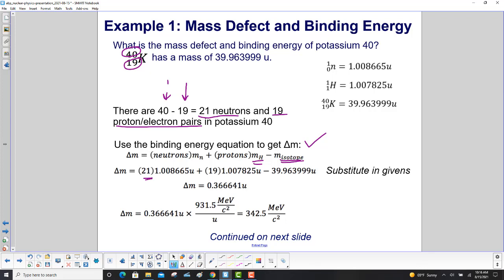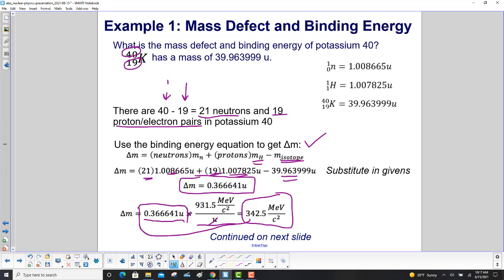So here's our number of neutrons, mass of the neutron, number of protons, mass of the proton-electron pair, or the hydrogen atom, minus the mass of the isotope, potassium-40. So here's our mass defect right here in atomic mass units. To find it in MeV, we use a conversion factor. So here's our atomic mass units. There's 931.5 MeV per c squared per atomic mass unit. So these cancel, and here is our mass defect. Now, this is the exact same number as this, but just in different units. So let's continue on the next slide.